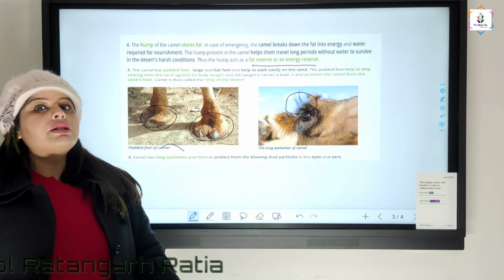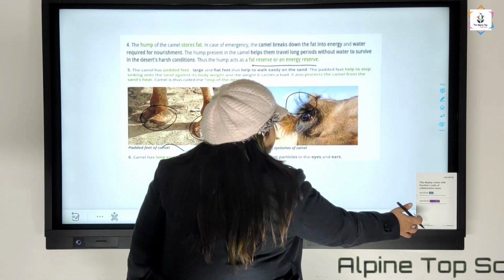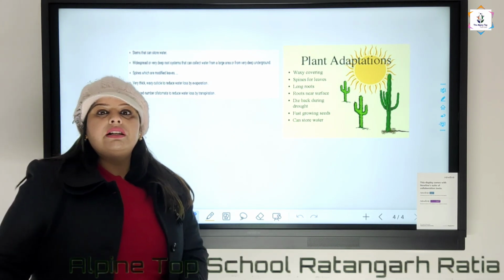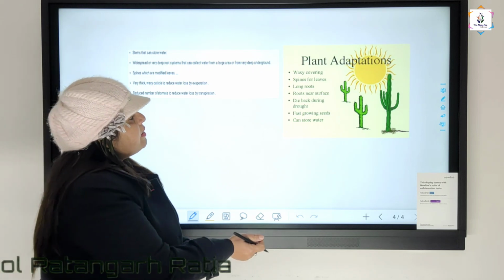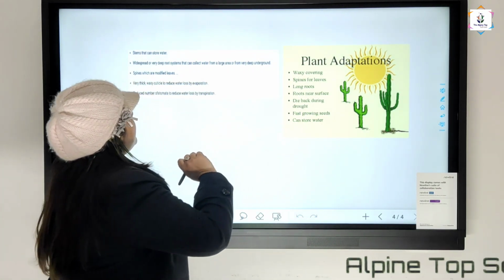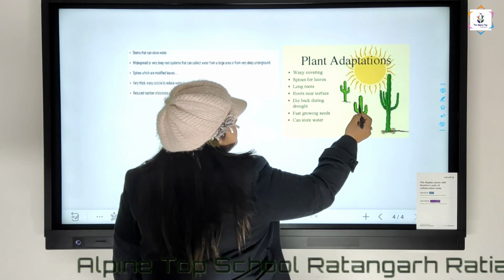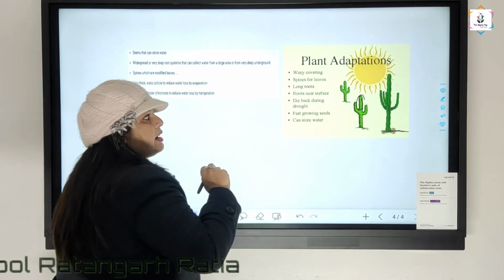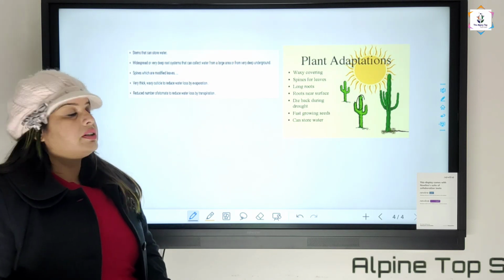So now we are going to discuss one plant also, that is our very common plant that is mainly present in the desert area, that is your cactus plant. As you can see here, the cactus plant. The cactus plant stems can store water. These stems can actually store the water with them. Again, why are they storing the water? Because they can use that water for further use.